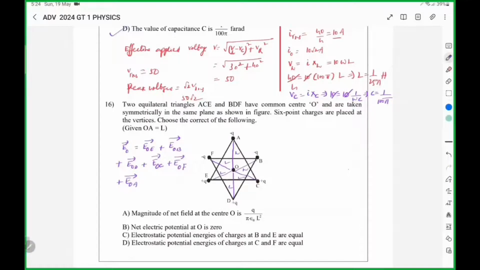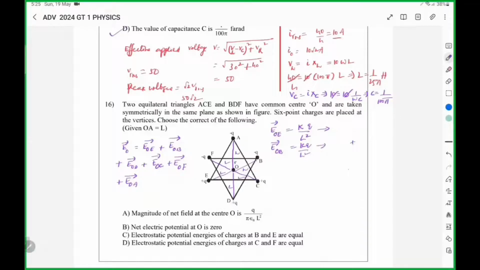Here, at O we assume a unit positive charge. Electric field at O due to the charge present at E is equal to KQ by L square, towards right. Electric field at O due to the charge present at B is also KQ by L square in the same direction. Right.